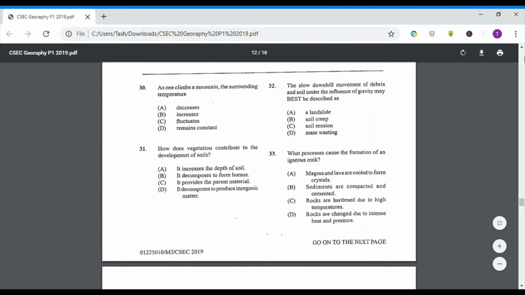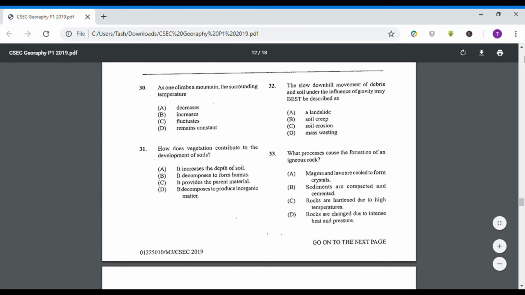For number 32, the slow downhill movement of debris and soil under the influence of gravity may best be described as, so we know that's not a landslide because that's fast, soil creep, soil erosion, or mass wasting. Mass wasting is more of a general term. Creeping is small, slow downhill movement. So the answer for that would have been B, soil creep.